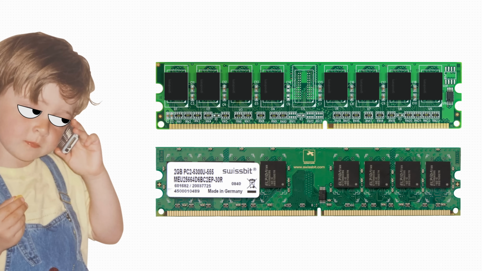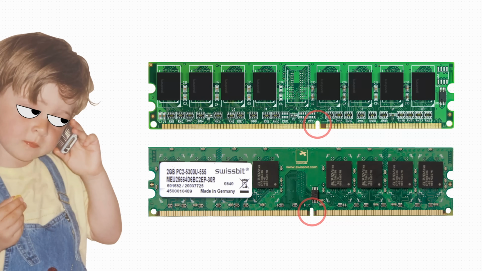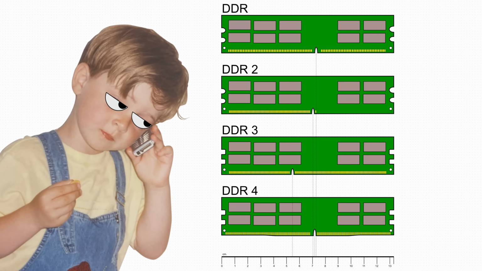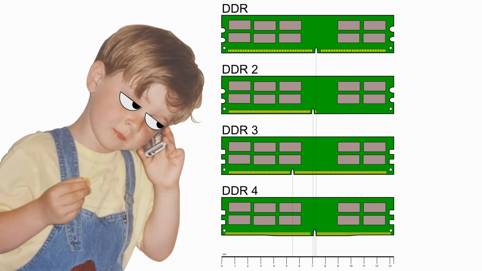Aside from this optimization, DDR2 sticks had a differently placed notch compared to DDR1, so you couldn't accidentally place the wrong type of RAM into your motherboard. This notch system wasn't new to DDR2 but continued with every new generation of DDR memory.